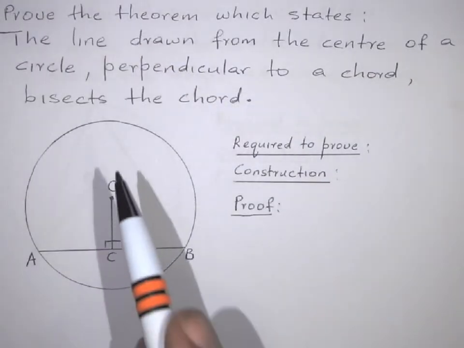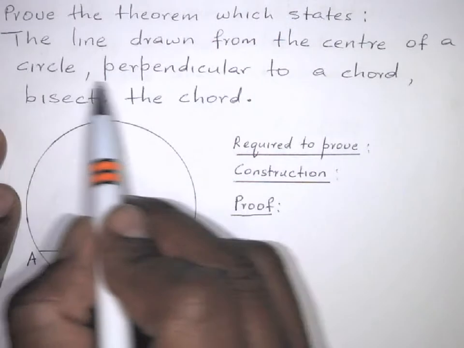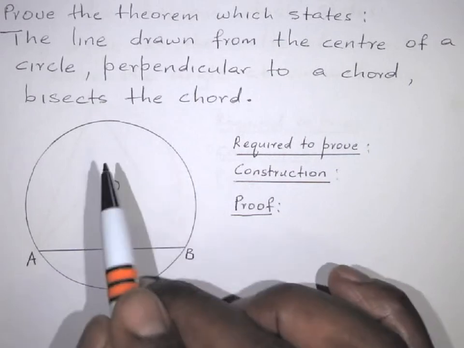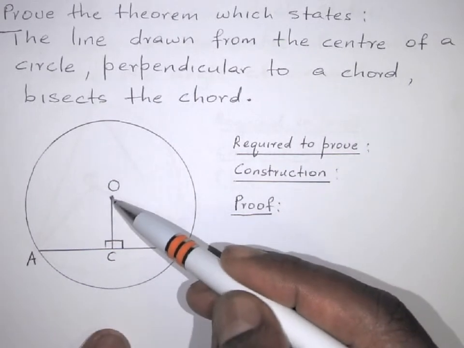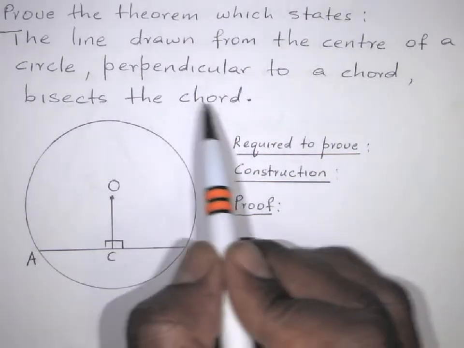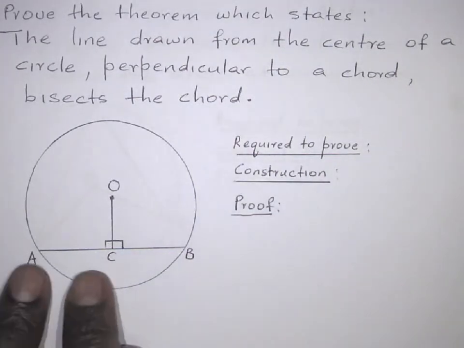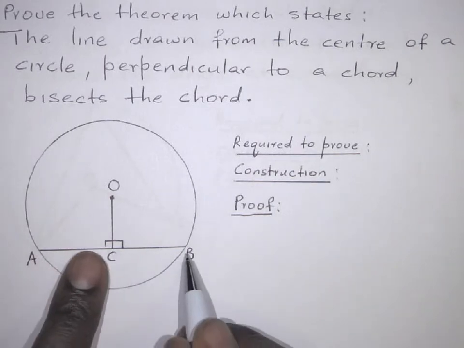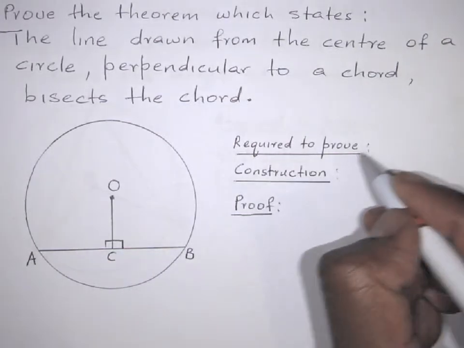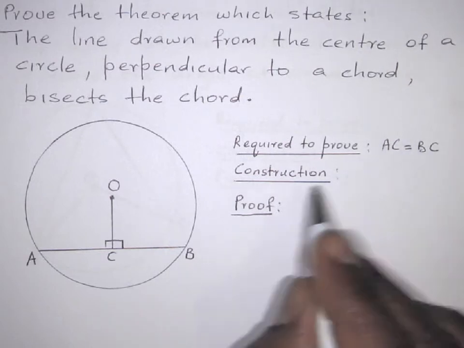First one says, prove the theorem which states that the line drawn from the center of a circle perpendicular to a chord bisects the chord. So we need to know how to prove this theorem. We've got to know how to prove that this line here, OC, which is perpendicular to line AB, bisects the chord. So we need to understand what you're required to prove. We are required to prove that this length over here, which is AC, is equal to this length over here, which is BC. We are required to prove that AC is equal to BC.